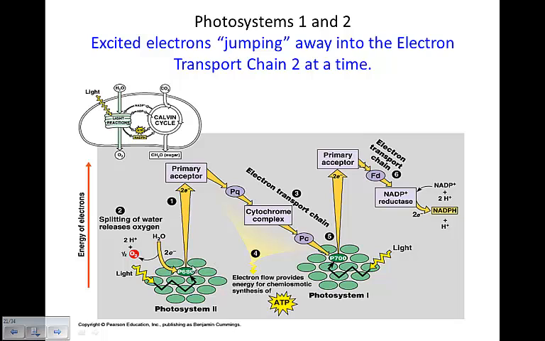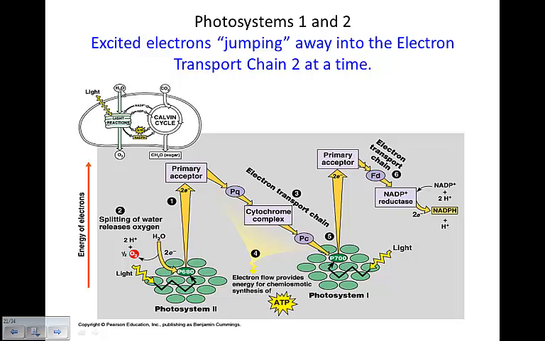Now, I want to point out some things here, and we're going to go into a little more detail coming up. I want you to notice the light reactions. Light is used in both of these photosystems. This whole process here is the light reactions. It's not like this is the light and this is the light independent. This whole thing right here is the light reactions.